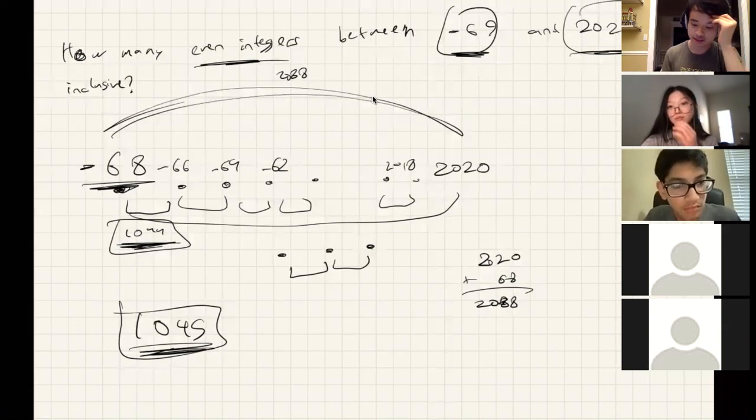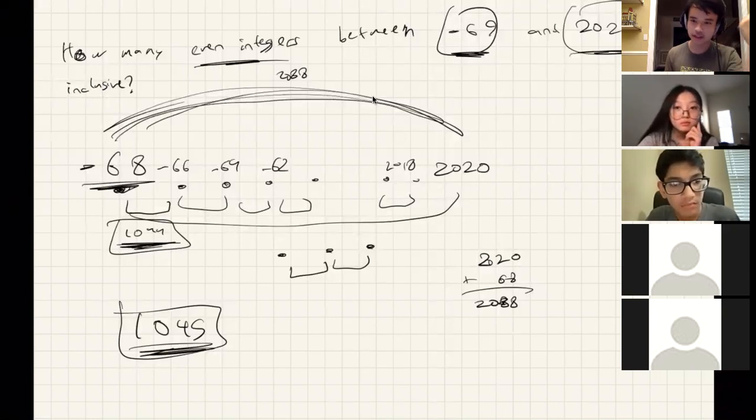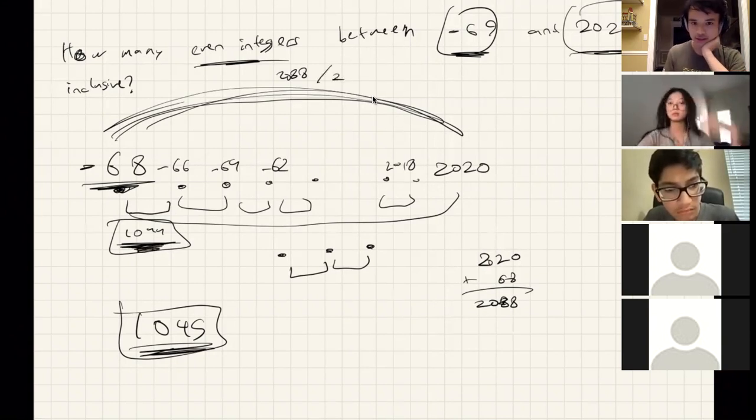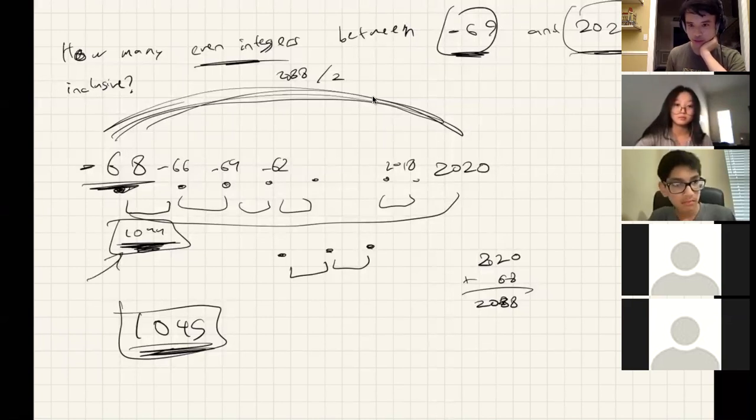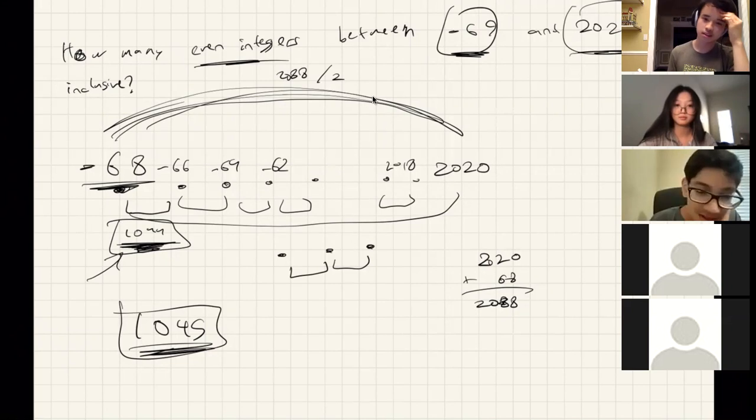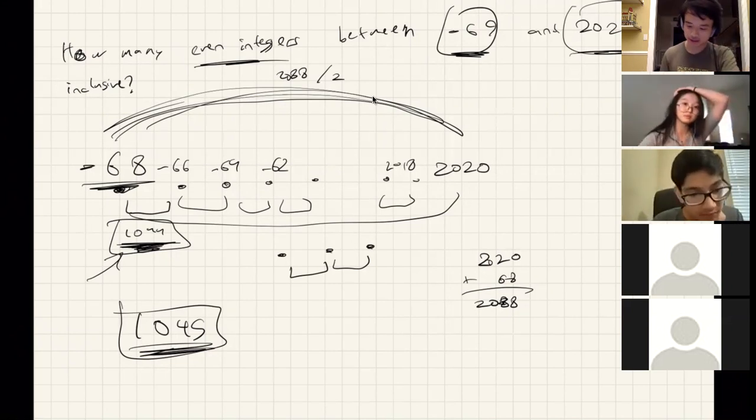I calculated the difference between the two numbers. I think of these problems as 1044 gaps, which is 2088 divided by 2, and then they're separated by the number of gaps plus 1 to get your answer. That's how I think about it. You can have your own way of thinking about it.